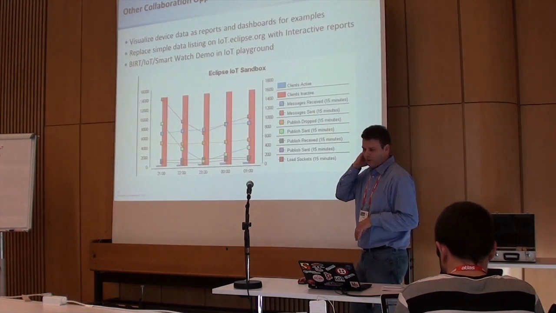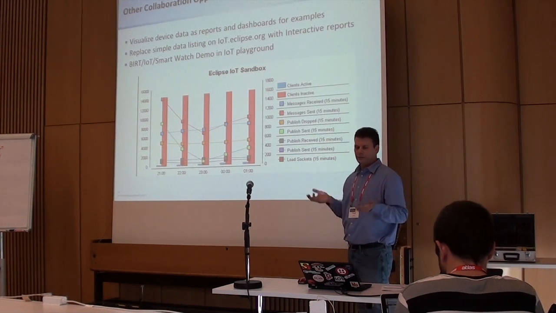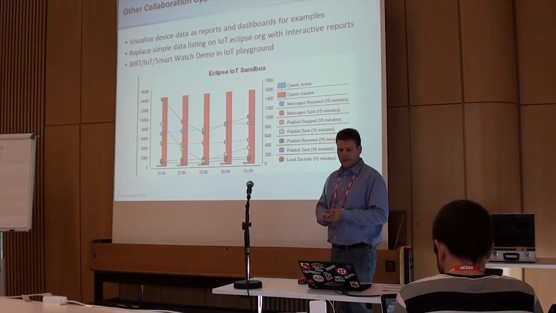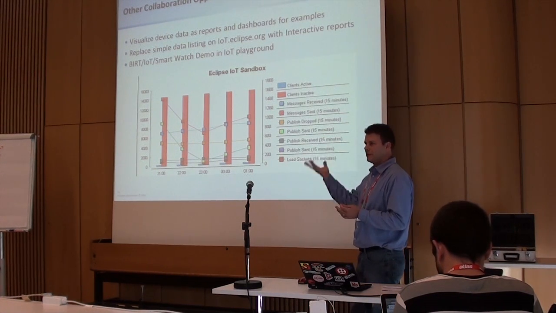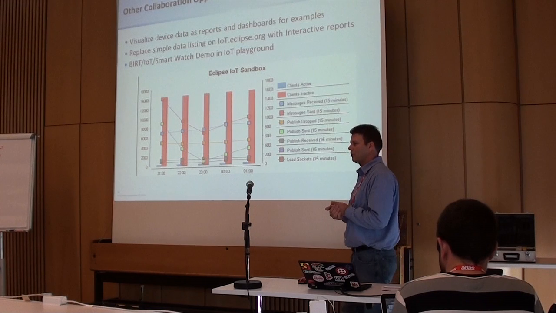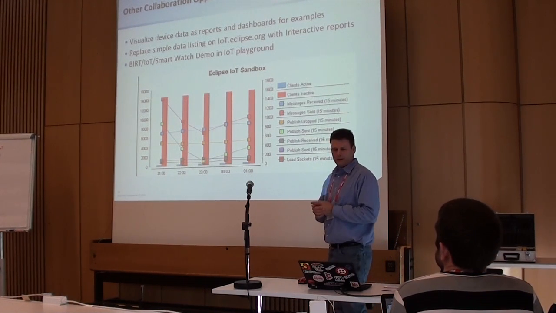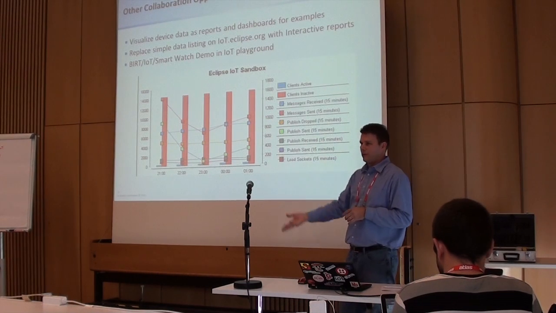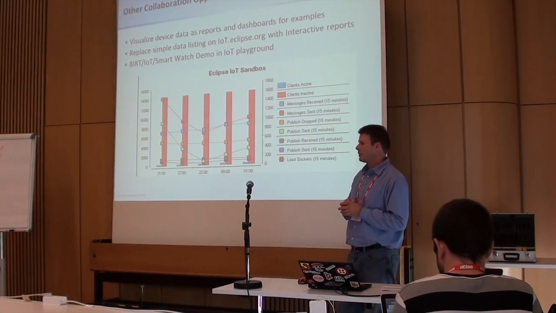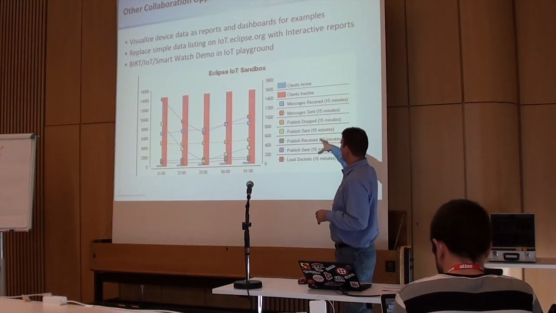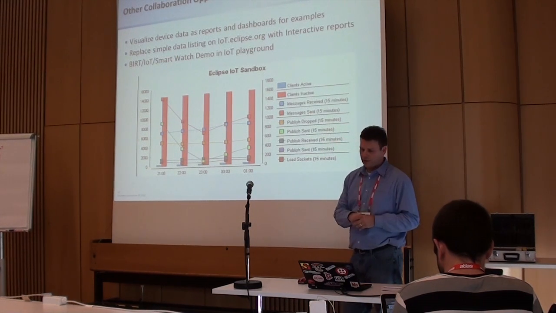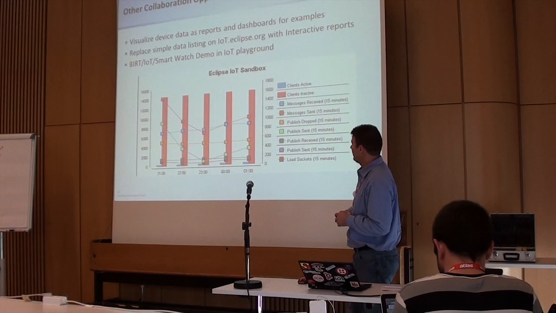And so, other collaboration opportunities, certainly it's open, so let us know, but we can help visualize the data for examples. We have written already some reports to replace some of the simple listings on IoT.eclipse.org, and we can share those. So instead of seeing a list of just individual MQTT requests and topics, we can visualize it another way, show the top requests and so forth. This is a simple example of one of the charts that talks to that data.